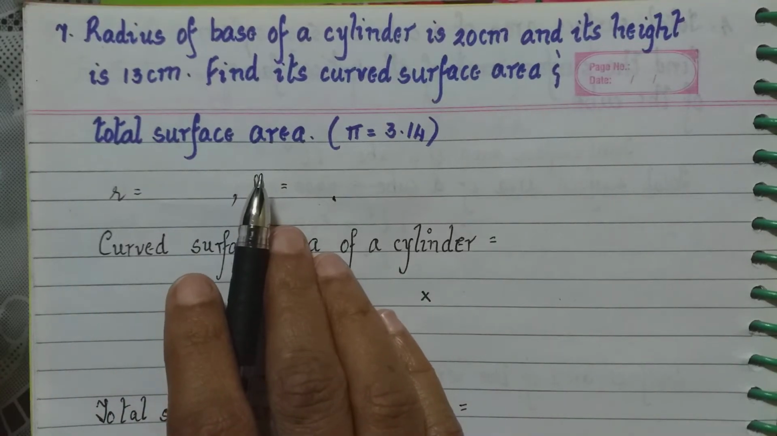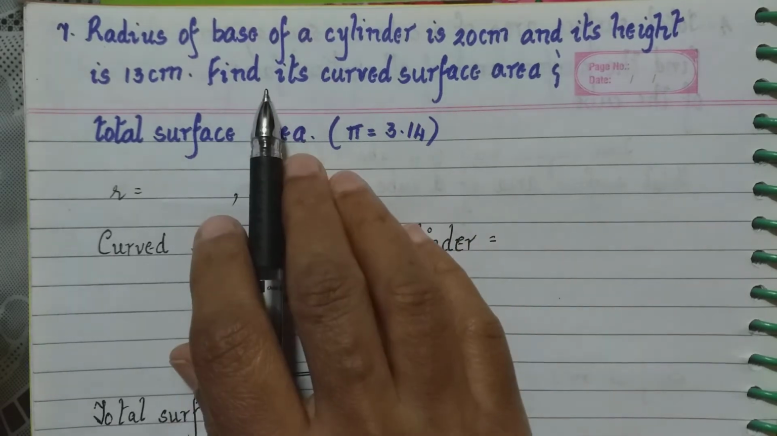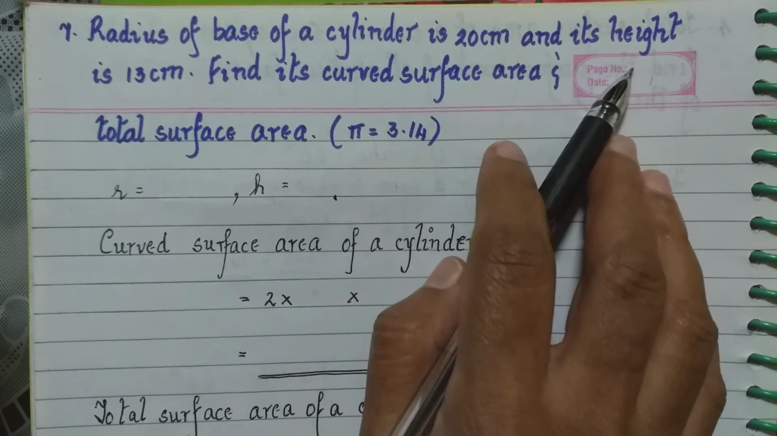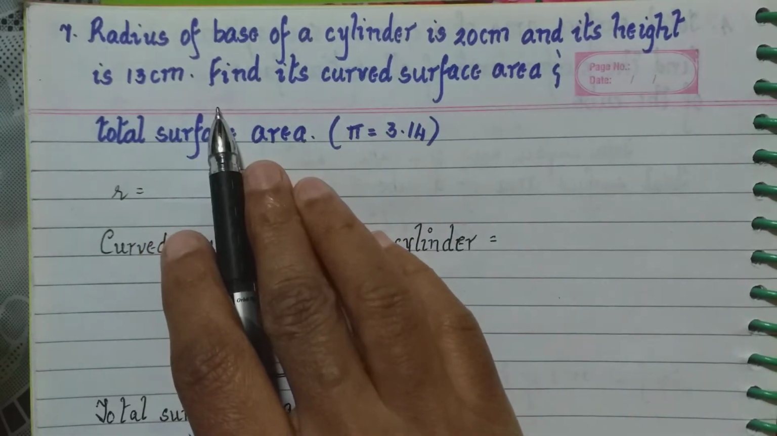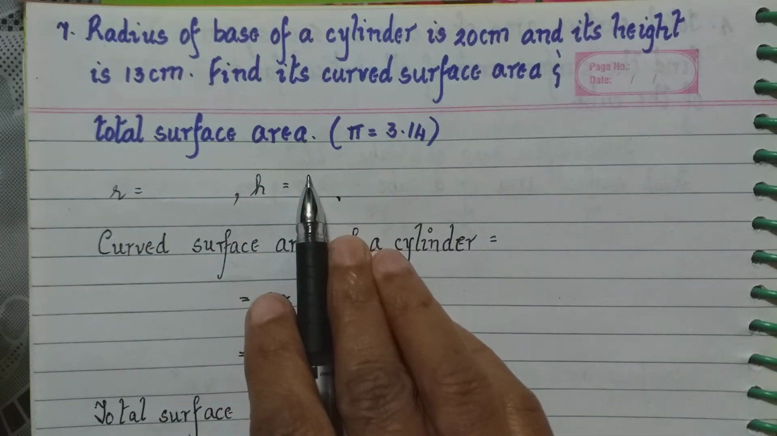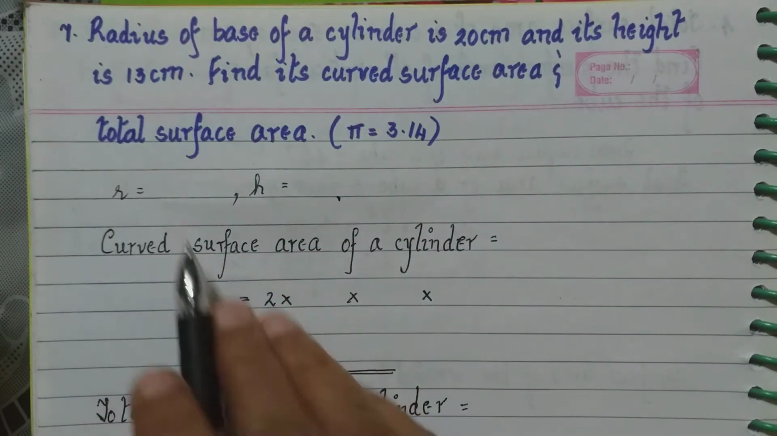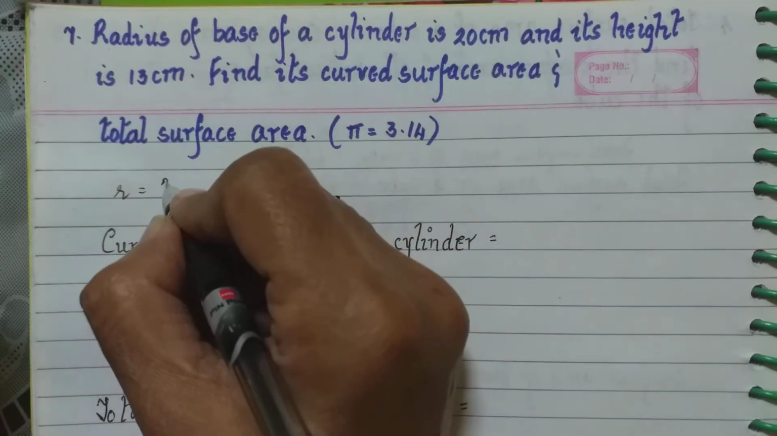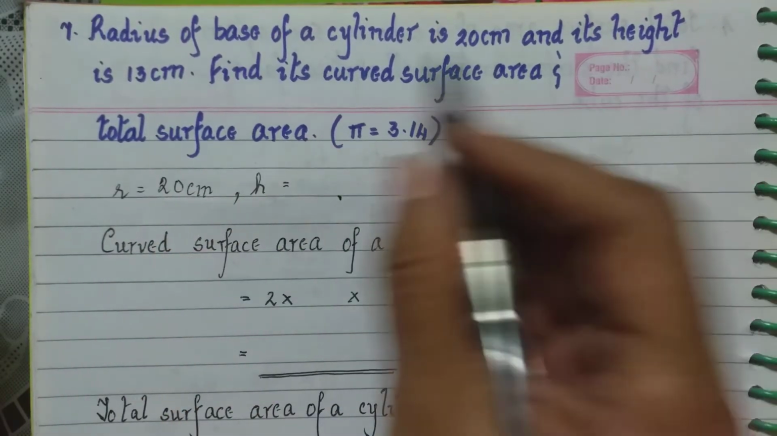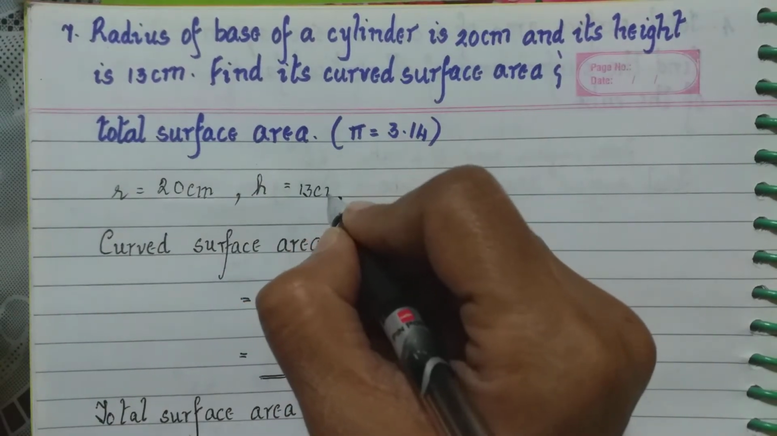Seventh question. These are the cylinder based questions, questions 7 and 8. The radius of the base of a cylinder is 20 centimeter and its height is 13 centimeter. We have to find its curved surface area and total surface area. Now radius is 20 centimeter, so r is equal to 20 centimeter. Also the height is given as 13 centimeters, so h equal to 13 centimeter.